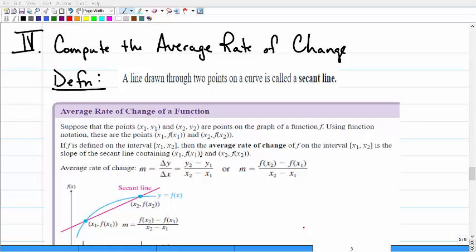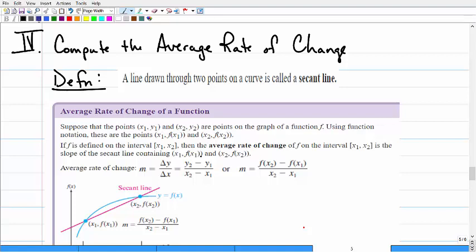Computing the average rate of change of a function. Okay, two definitions that you need. This is something that you will use if you go on into a STEM pathway where you're going into trig, pre-cal, cal 1. You will need to know what a tangent line is and what a secant line is.